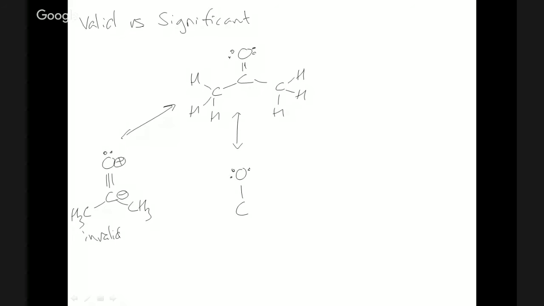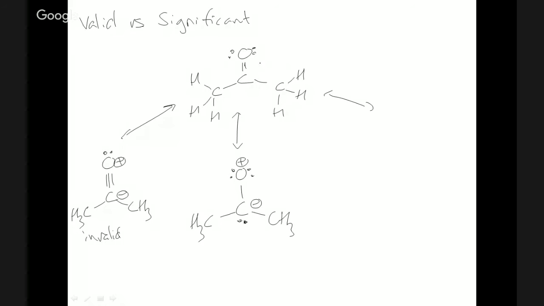Two lone pairs still on oxygen, but now we're going to have a plus charge on oxygen and a valid carbanion with an oxygen plus. Okay, this is valid but insignificant. It's insignificant because oxygen's more electronegative than carbon. Electrons are going to flow toward atoms with higher electronegativity.